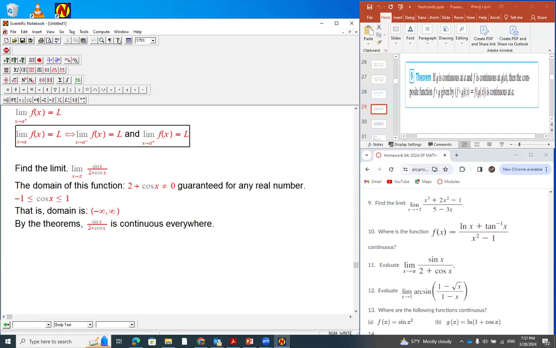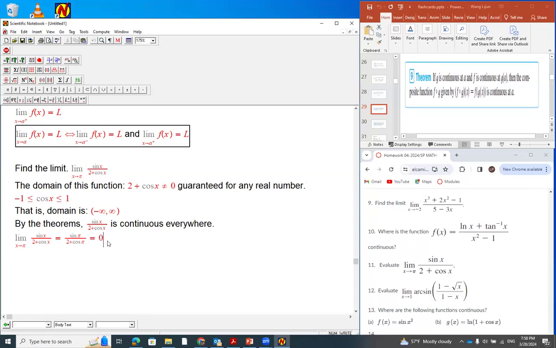And if it's continuous everywhere, certainly it is continuous at pi. And so we can directly substitute. We need to explain why we can directly substitute. What we say here is that we're quoting the theorem. So then we have sine pi and 2 plus cosine pi. Sine pi is 0, so the whole thing is 0. So the substitution part is easy.